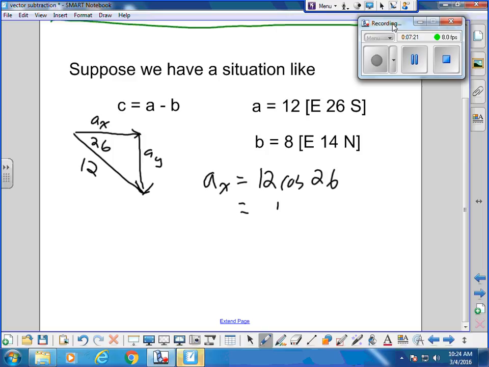10.78, let's say 10.8. Now, I'm assuming Mr. Smigalski taught you about positives and negatives, right? AX is to the right, so it's going to be positive, right?